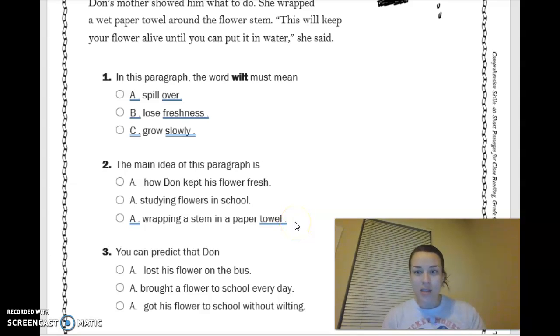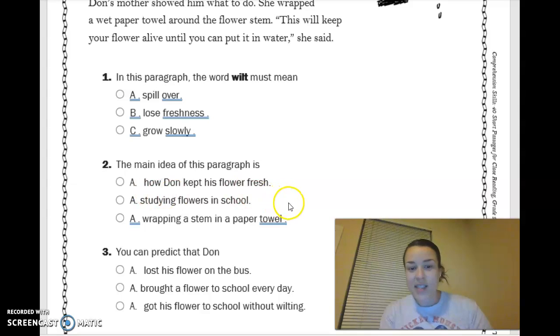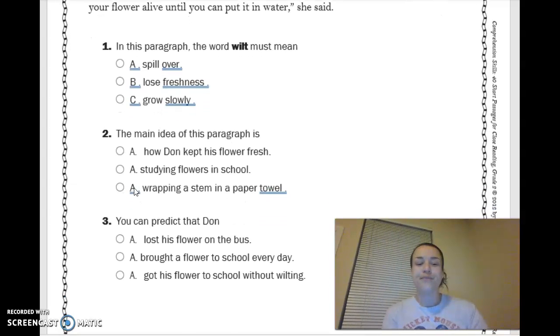But is that what it talks about the entire time? Does it start saying Dawn had a flower that he wrapped in a paper towel and then tell you all the steps? Not really. It does tell you a lot of other stuff. So one thing, we crossed out B, studying flowers, and we just crossed out C. So we definitely know that A is our answer, right? So if you picked A, awesome job.